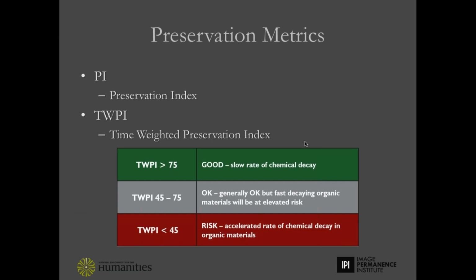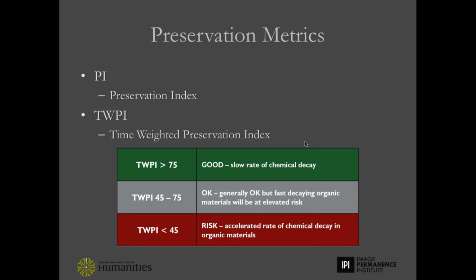Okay, so the preservation index and the time-weighted preservation index are indicators for determining the preservation quality of your environment. The PI and TWPI are based on the combined influence of temperature and relative humidity on spontaneous chemical reaction in organic materials. So in short, it measures the rate of chemical decay of organic materials. Sometimes we refer to this as natural aging. The PI and TWPI values are expressed in years. So the larger the number, the better. Anything above 75 we consider pretty good.